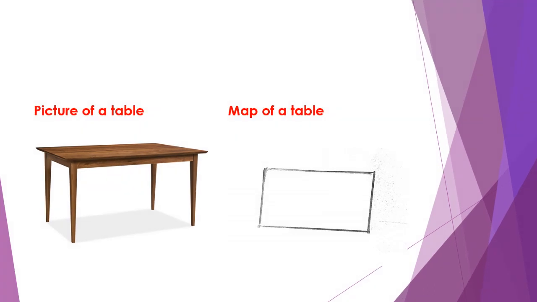On your left is a picture of a table, and on your right is a map of a table. Do you see how a map shows only the top of the object? Yes, that is a map.